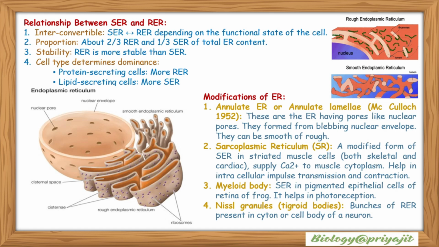Sarcoplasmic reticulum, a modified form of smooth endoplasmic reticulum in striated muscle cells, both in skeletal and cardiac muscle cells. They supply calcium (Ca2+) to the muscle cytoplasm. They help in intracellular impulse transmission and contraction. Myeloid body: ACR in the pigmented epithelial cells of the retina of frog. It helps in photoreception. Nissl granules or tigroid bodies: bunches of RER present in the cyton or cell body of a neuron.